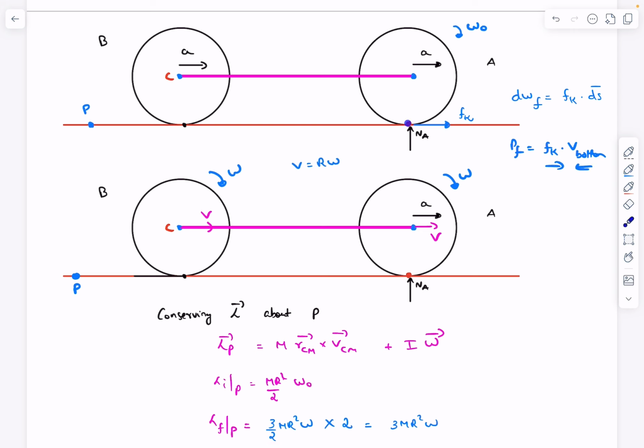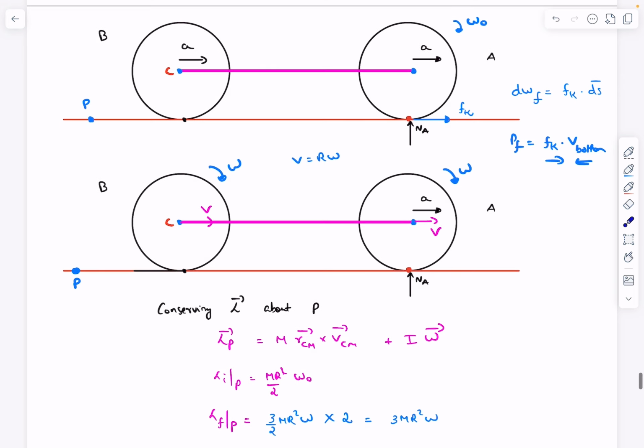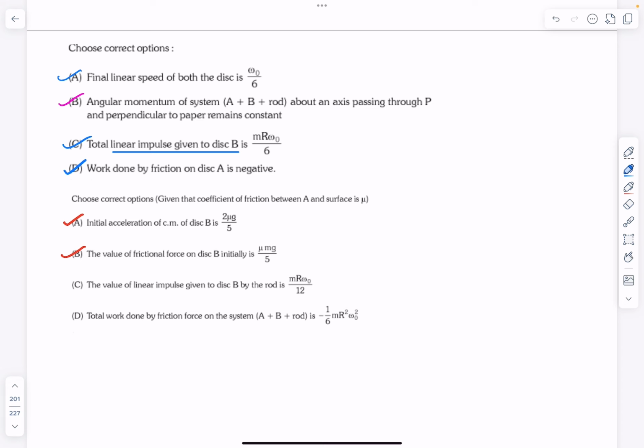Until when will slipping continue? It will continue till the bottommost point achieves zero velocity. So from the starting instant till the final instant, the velocity of the bottom point will be towards the left and Fk will be towards the right, so they are clearly opposite. So the work done by Fk is clearly negative. Okay, so option D will also be correct.